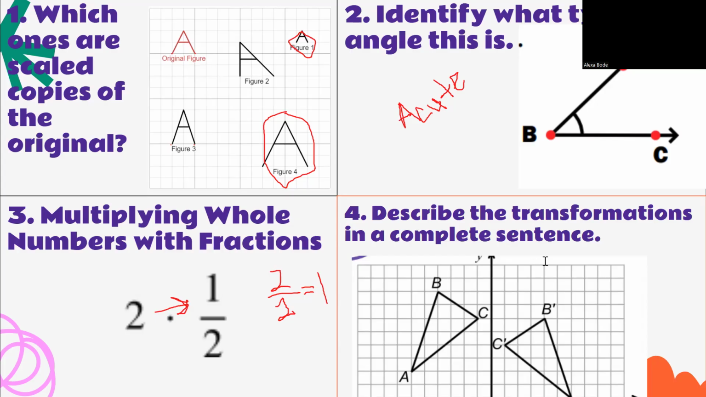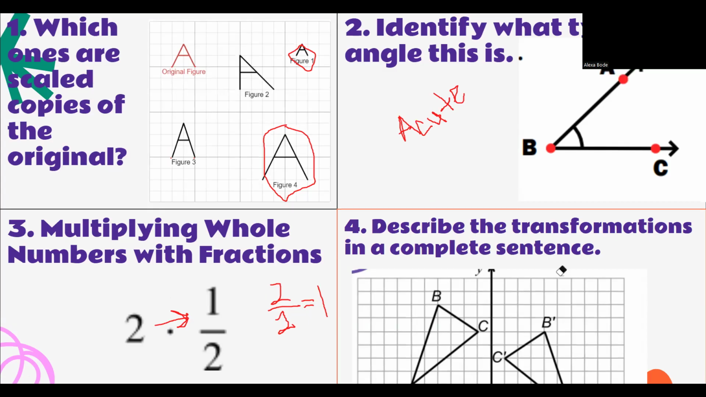It is a reflection and a translation. So the reflection is over the y-axis. The translation, the 2 C's are 2 units down. So the reflection is over the y-axis and translation is 2 units down.